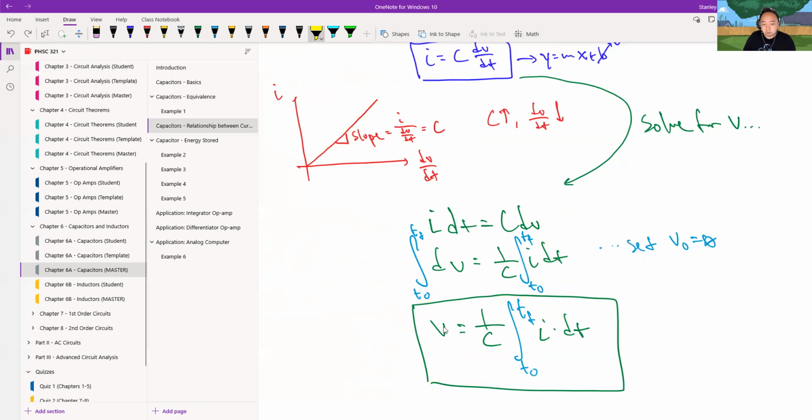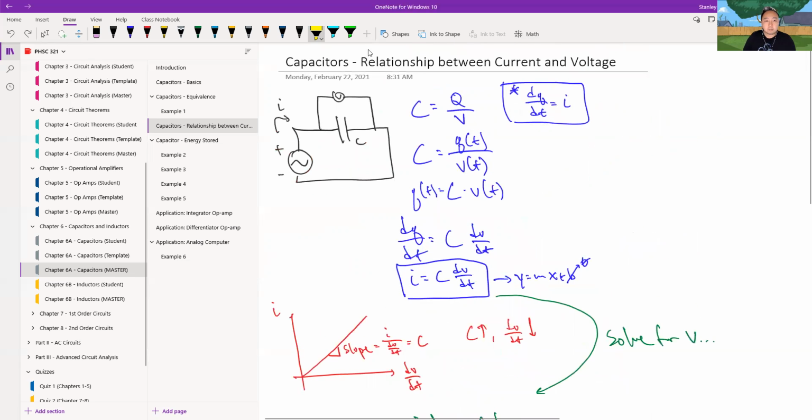Voltage is equal to 1 over capacitance times the integral from your starting time to your final time of i dt, like so. So that's how you mathematically model the relationships between current and voltage with a capacitor.